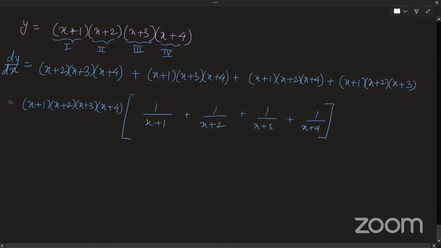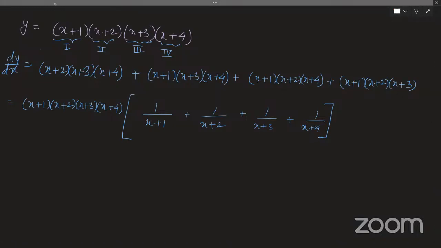Because you can just take this thing inside and check: one of the terms will get cancelled in each of these additions. In your first term, x + 1 will get cancelled. In your second, x + 2 will get cancelled. In your third, x + 3. And in your fourth term, x + 4 will get cancelled. So overall, you will get this whole sum again. So this is the differentiation of this whole thing, and it can be written in a very small method like this also.